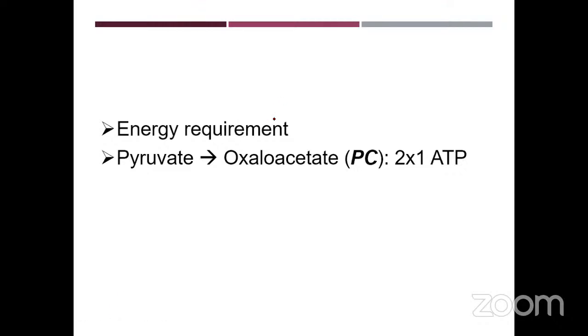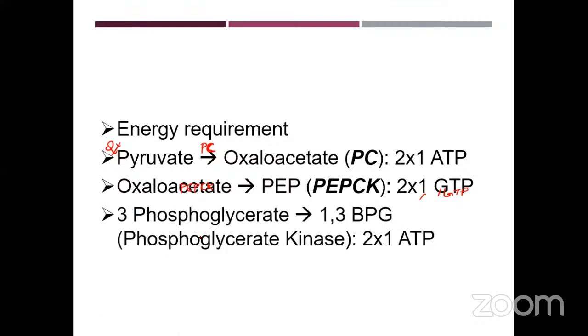Coming to the energy requirement, the first key enzyme, pyruvate carboxylase, requires 1 ATP. The second reaction is phosphoenol pyruvate carboxykinase. That requires what? ATP or GTP? GTP. Okay, 1 GTP. Why is it written as 2? For the synthesis of 1 glucose, 2 pyruvate are needed, right? That is why 2 into 1 ATP. Likewise, here 2 into 1 GTP.